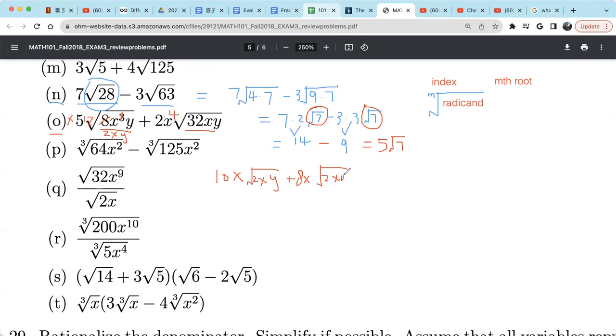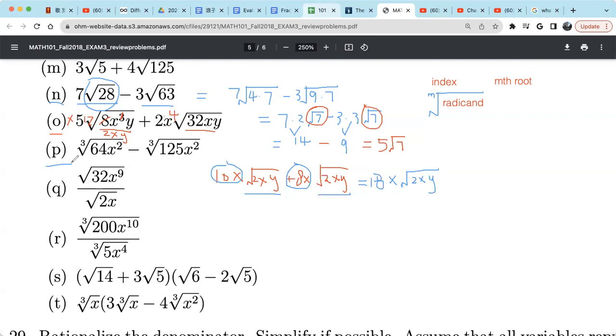Now we have like radicals, which is square root of 2xy. Once we have like radicals, we can just add the numbers or expressions before them. So we have 10x plus 8x. That's just 18x. So our answer is 18x square root of 2xy. That's for O.